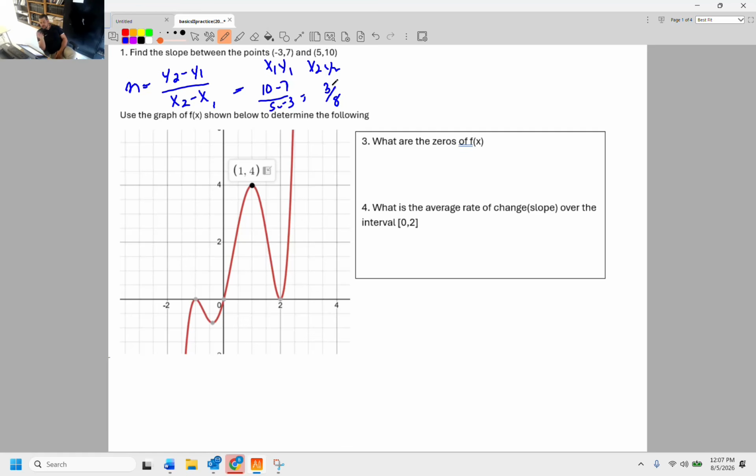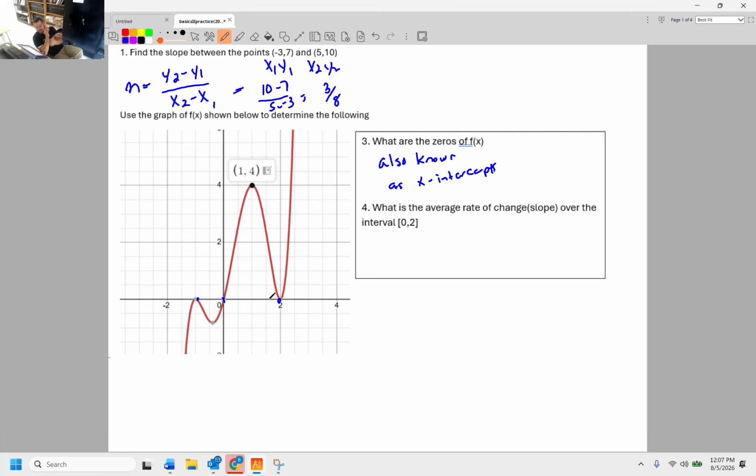Moving on to the next one, which is oddly enough called number 3 when it's actually number 2. It's interesting. Use the graph of f of x shown below to determine the following. 3, what are the zeros of f of x? Zeros are also known as x-intercepts. Okay? And they happen here, here, and here. So that's where you cross the x-axis.